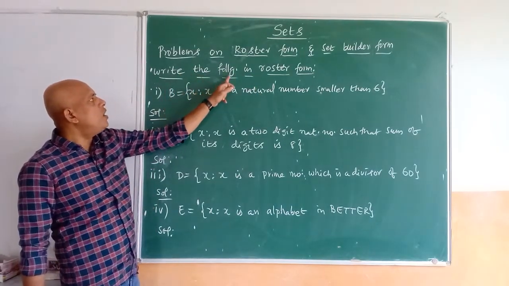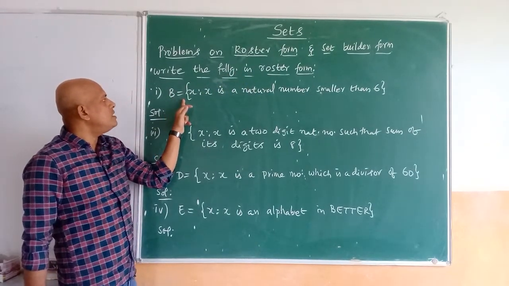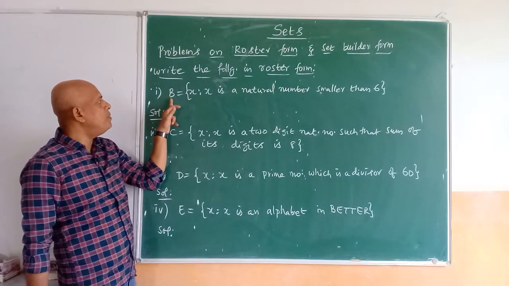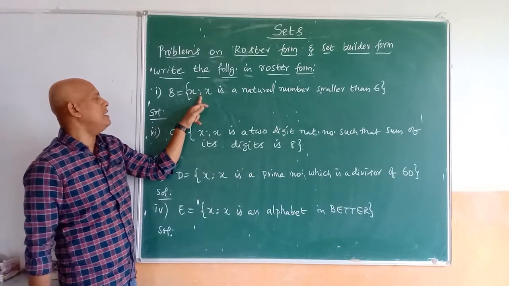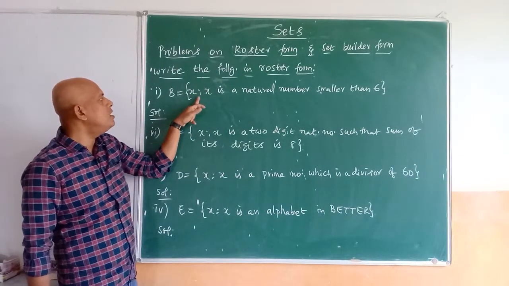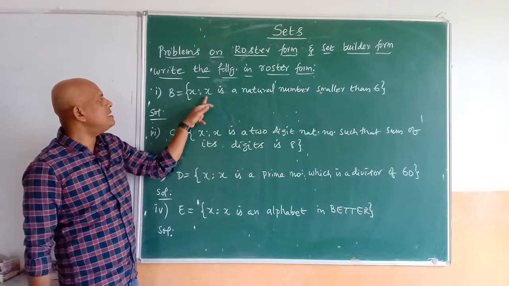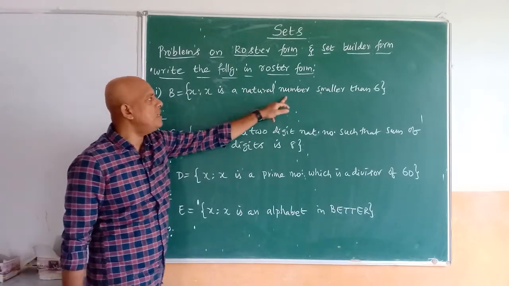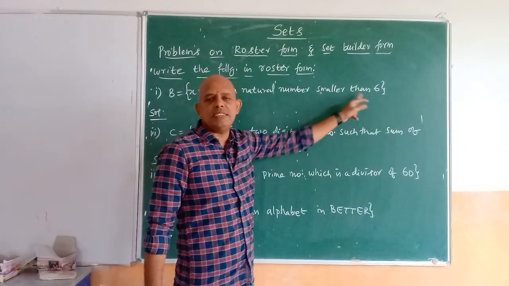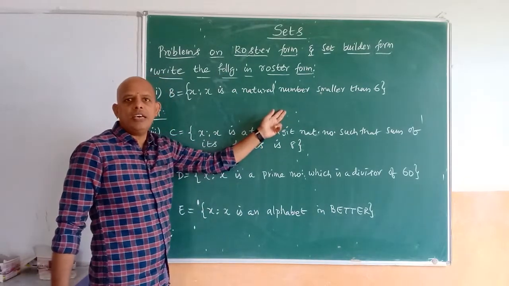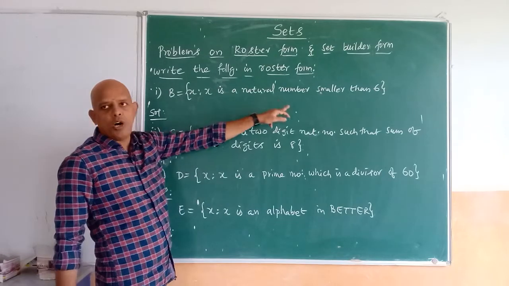Write the following in roster form. Given problem, B is equal to, this set is represented with B. B is equal to, it is read as x such that. This colon is read as x such that, sometimes oblique or slash also, or colon most of the times. B is equal to x such that, means x is defined as, x is a natural number smaller than 6. We know that natural numbers means 1, 2, 3, 4, 5, 6 and so on. The counting numbers are called natural numbers. So x such that x is a natural number smaller than 6.